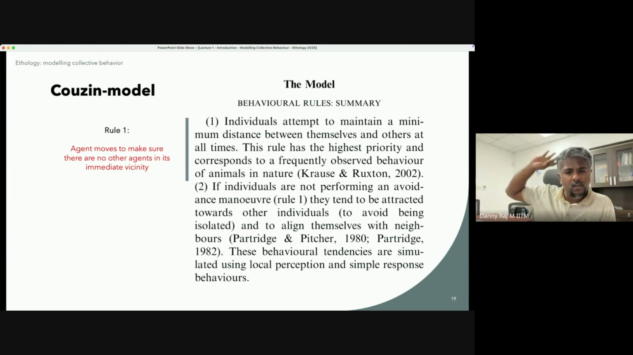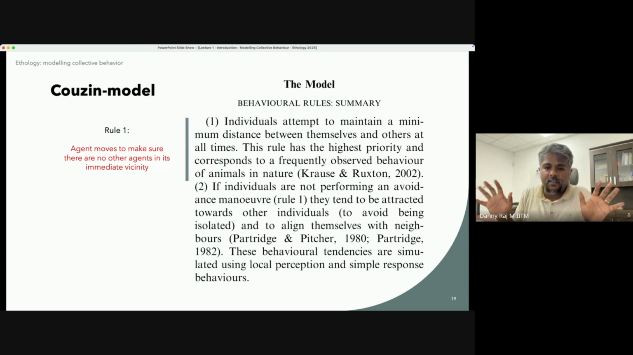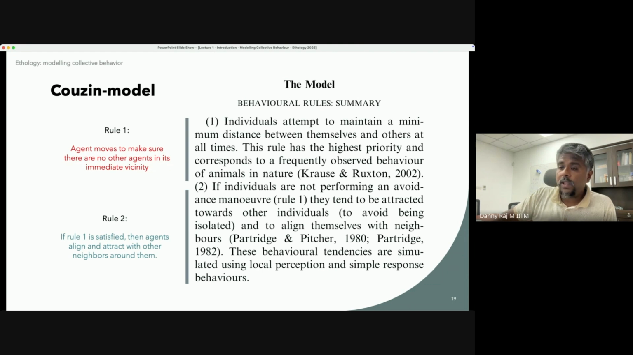You remember the Reynolds model we talked about. These agents don't want to collide with others, so they move and make enough space. Then comes rule two. If rule one is satisfied, if there are no agents in the immediate vicinity, then the agents align and are attracted to other neighbors around them. So behavioral interactions of the type alignment, attraction, and so on come into play only when there is no one in the immediate vicinity, since priority one is to move away from them. That's the overall picture.